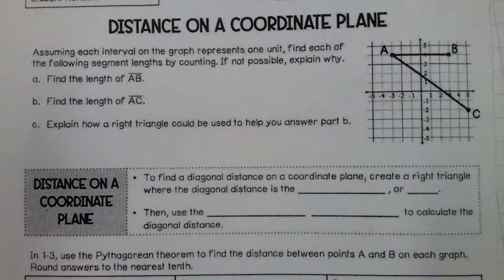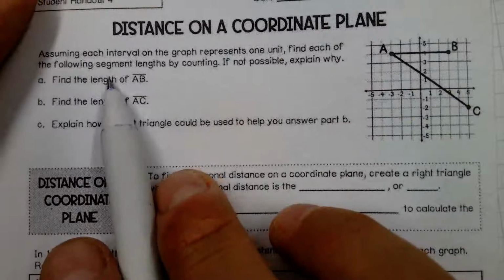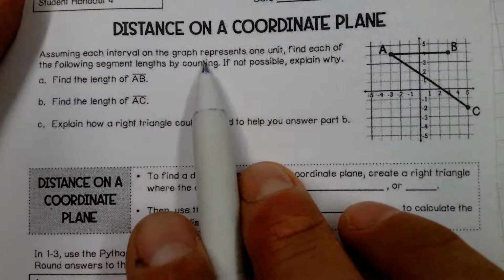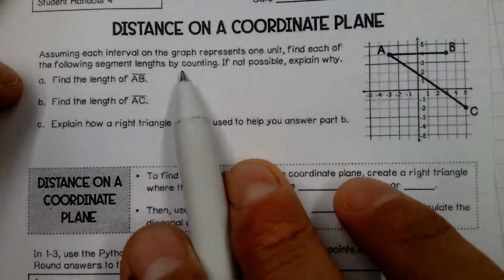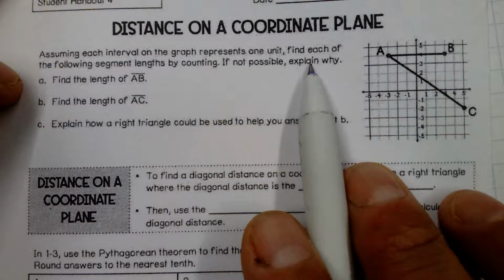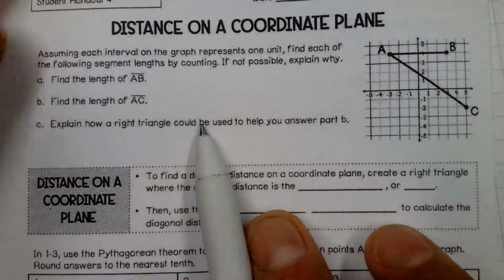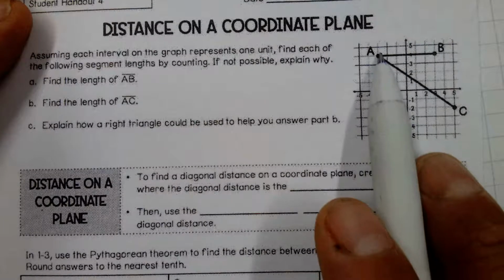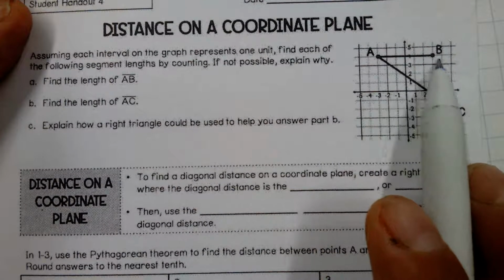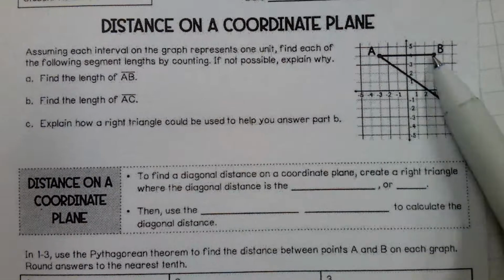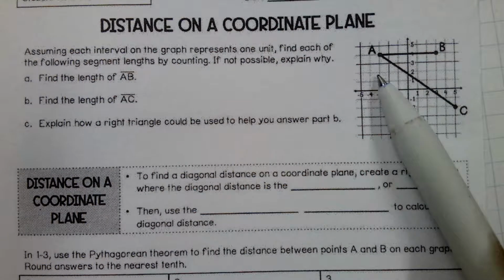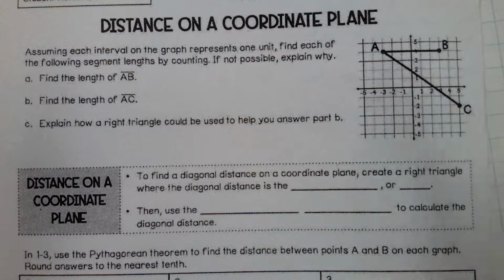But let's look at this example to get an idea of what we want to do. Assuming each interval on the graph represents 1 unit, find each of the following segments by counting, if possible. Okay, so we want the length of AB. Each segment from here to here is 1 unit. How many units long would AB be? How long is AB? 6. 1, 2, 3, 4, 5, 6. That's easy.